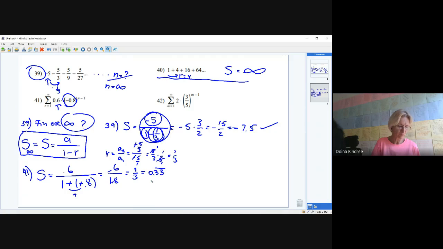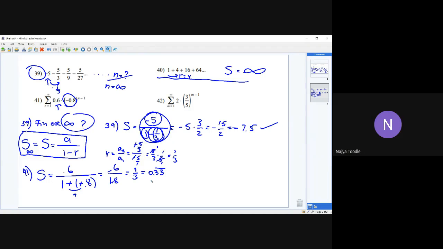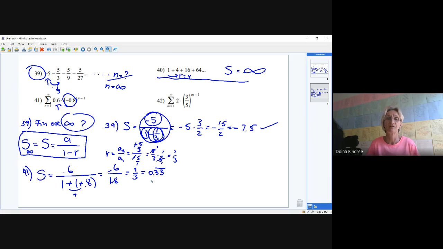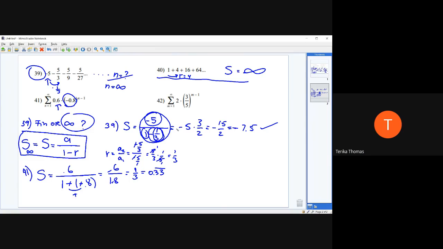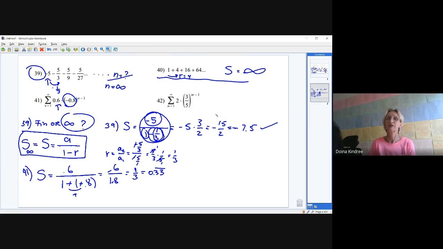I'm plugging in now as it was, 0.6 divided by, I have the calculator with the fraction line, so I'm creating my fraction, and 1 minus 0.8. Did you get 0.33? Yes. So this is it. Do you want to do 42 also, or should we get on to statistics a little? You're good with this? Yes. Okay.